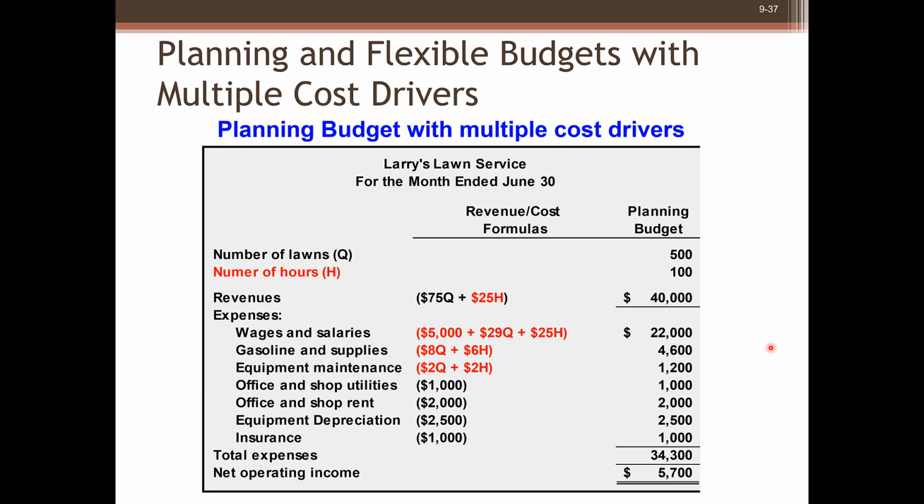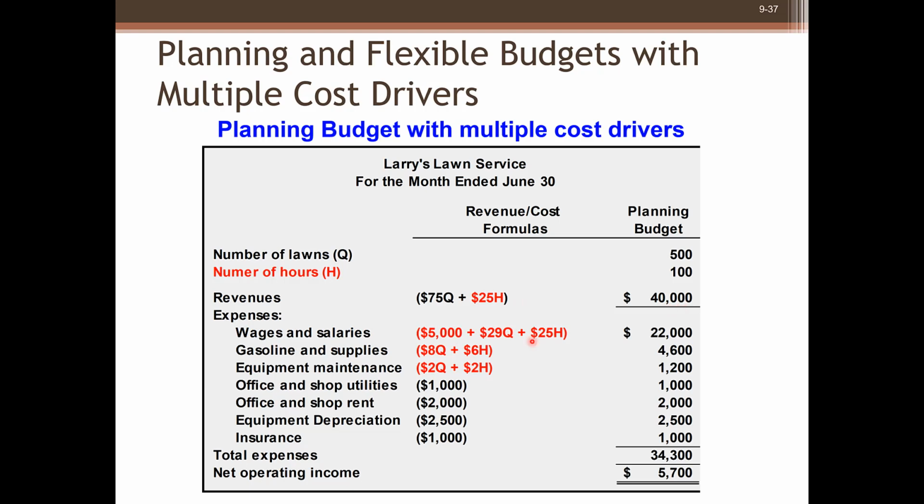This is a planning budget with two cost drivers. In addition to number of lawns, Larry added one more cost driver, number of hours spent on edging and trimming. Planning budget is prepared based on planned level of activity. Here, 500 lawns mowed and 100 hours spent on edging and trimming. The new revenue formula is $75 multiplied by number of lawns, Q, plus $25 per hour. Total revenue would be $40,000.